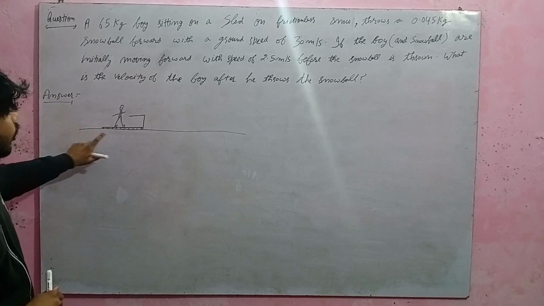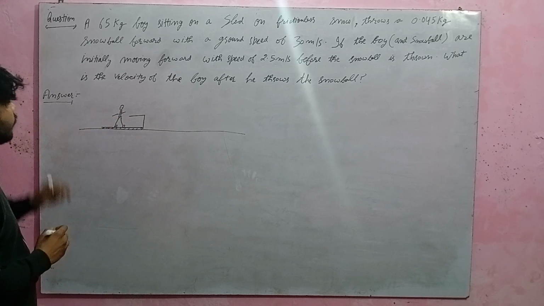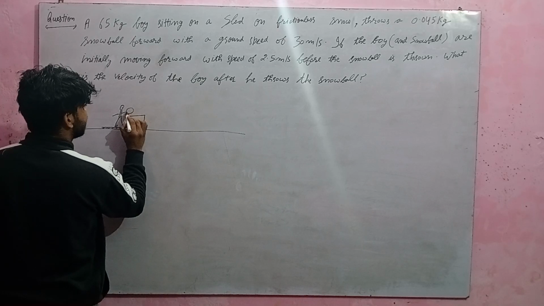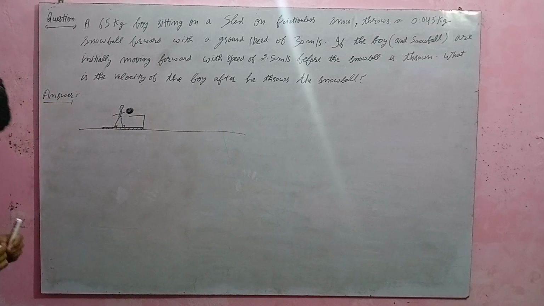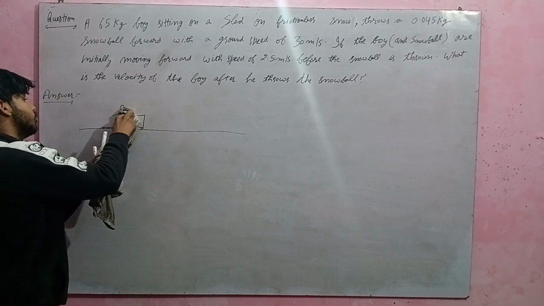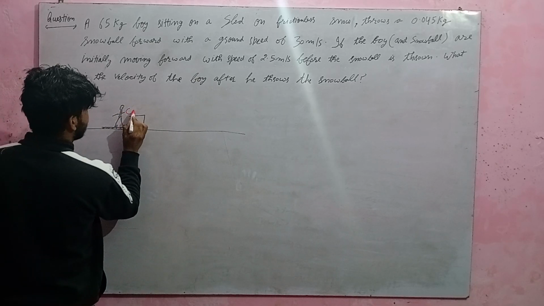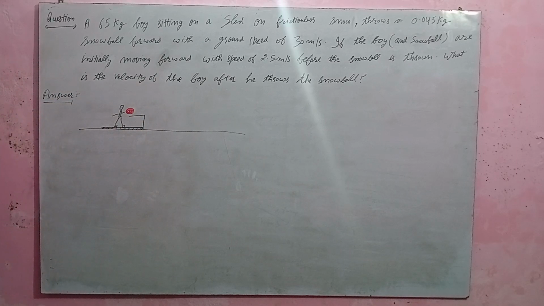He throws a 0.05 kg snowball. There is a snowball like that. Let's draw the snowball with a different color. Okay, this is a snowball.